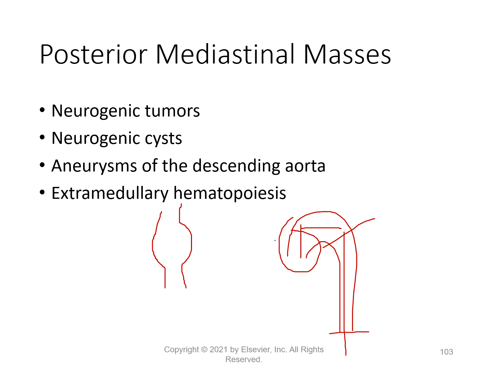And then extramedullary hematopoiesis. Hematopoiesis is the production of blood cells. So if you're having production of blood cells in an unusual area, that is something that could collect in the posterior mediastinum.